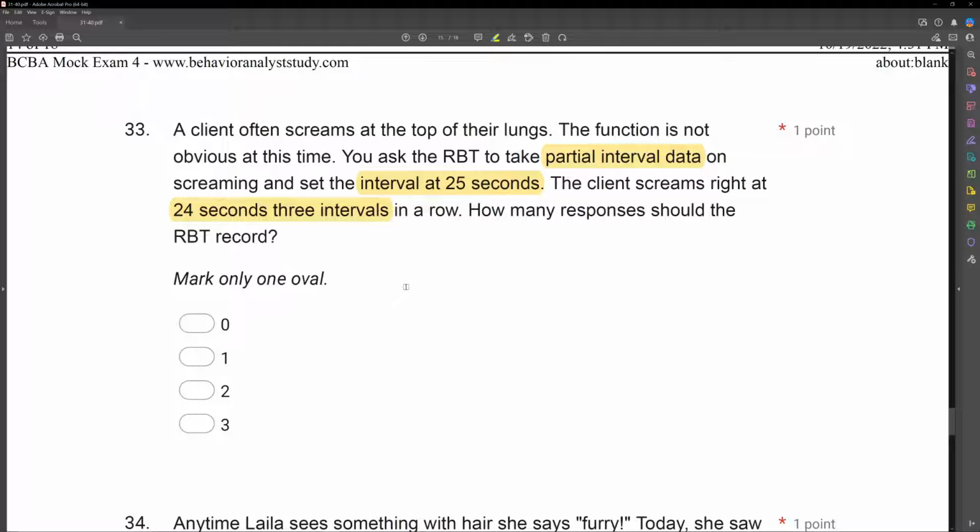When it occurred, how long it occurred, isn't relevant for partial interval. The only thing that matters is, did it occur? Did it not? And since the client screamed 3 intervals in a row, it occurred 3 intervals in a row. Partial interval data says we should record how many responses? Well, 3. Make sure you understand discontinuous measurement and measurement. Measurement questions should be easy questions on the exam. Okay, you want to get those correct. Partial interval, whole interval. When do we use them? How do we use them? You have to understand that.